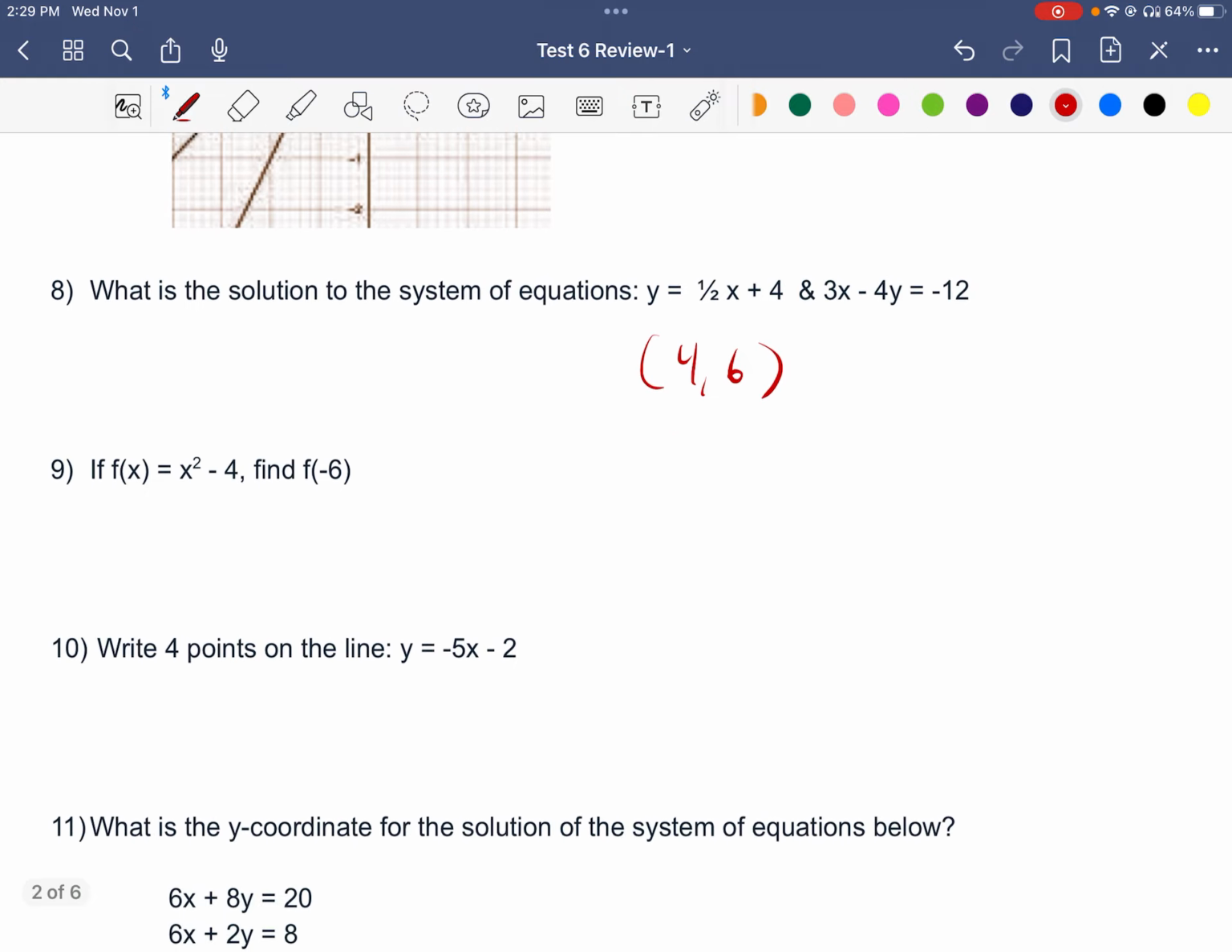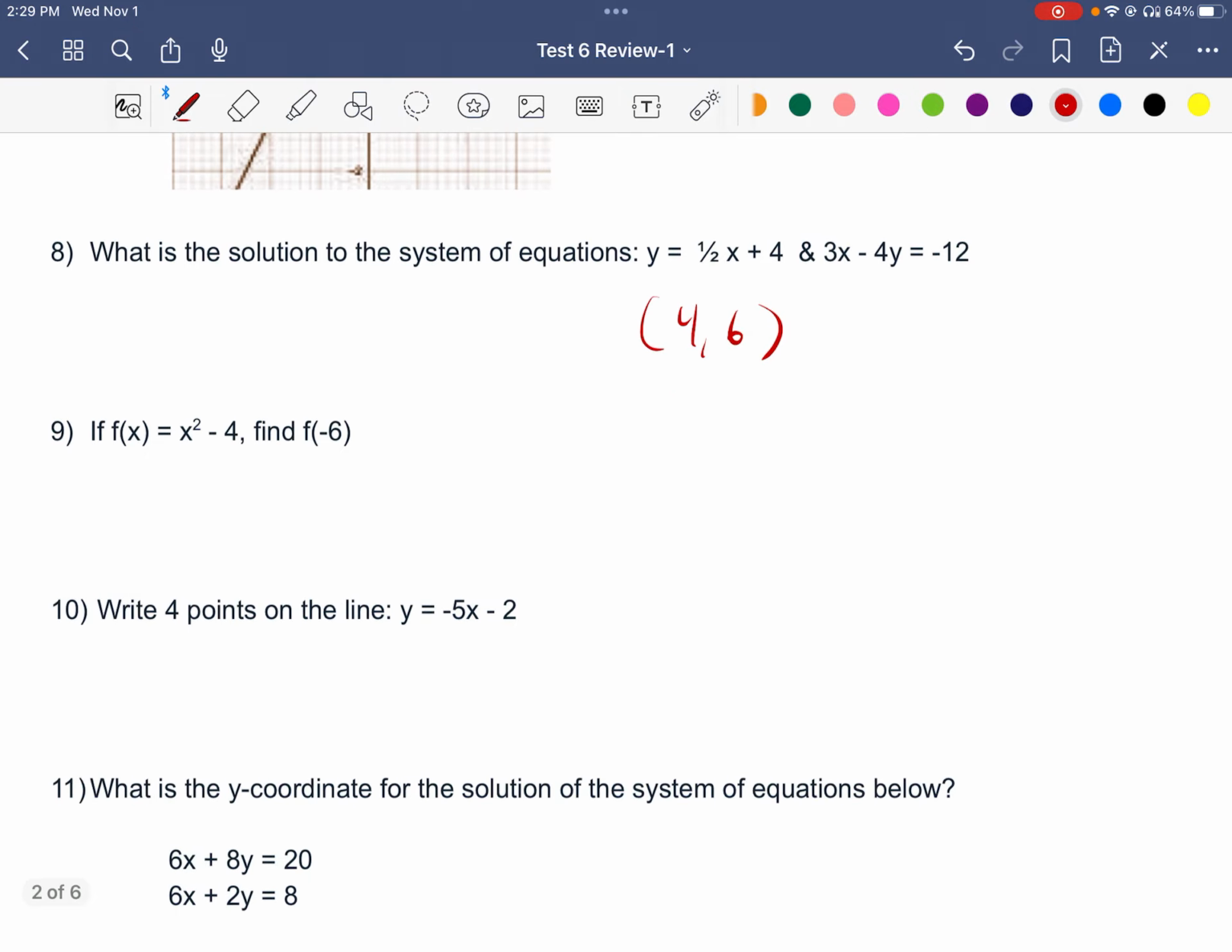Number 9, if f of x equals x squared minus 4, find f of negative 6. A couple ways you could do this. You're replacing your x with a negative 6. Make sure you use parentheses. You could type it in your calculator like this.